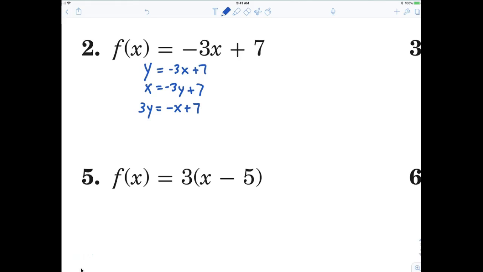And now all I have to do is divide by what? 3. Before I divided by 4, so now I'm going to divide by 3. Now you're going to get fractions again. So you would say y equals negative 1/3 x plus 7/3. f^-1 of x equals negative 1/3 x plus 7/3. Simple, simple, simple. Connor Drinkard, still with me?